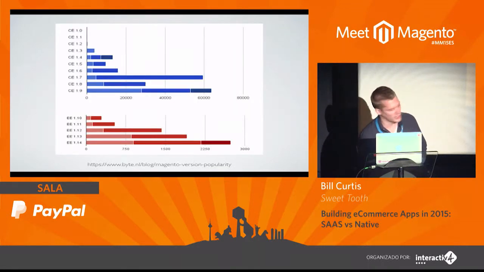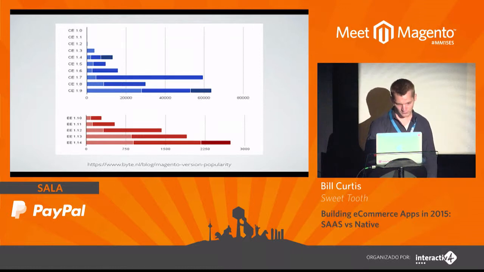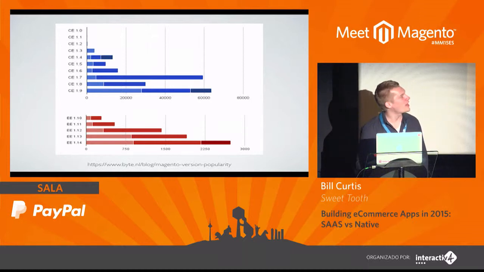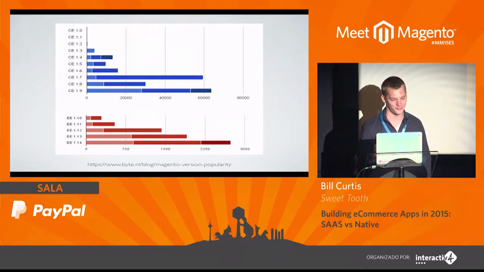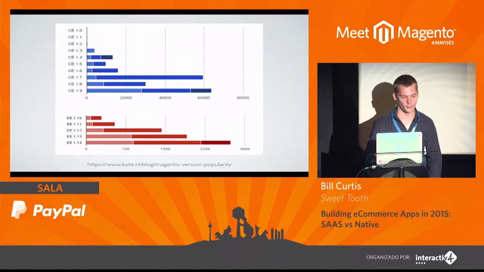This is a really cool histogram you might have seen floating around Twitter last month, put out by a Dutch company called Byte.nl. Shout out to them. On the y-axis, we have every single version of Magento Community Edition in the blue, and every version of Magento Enterprise in the red. And on the x-axis, it shows the distribution of Magento merchants currently live that are running each different version.